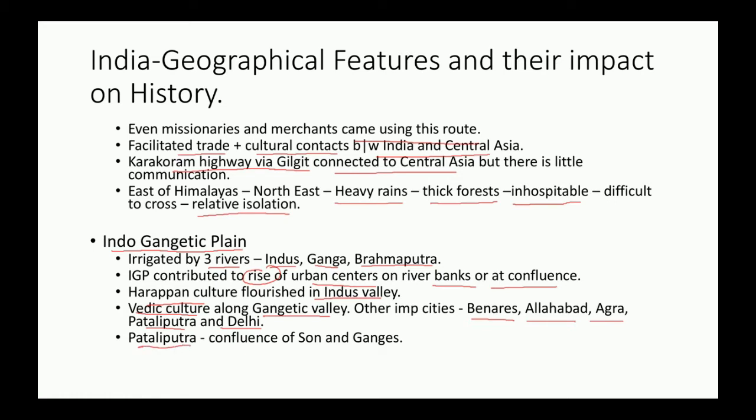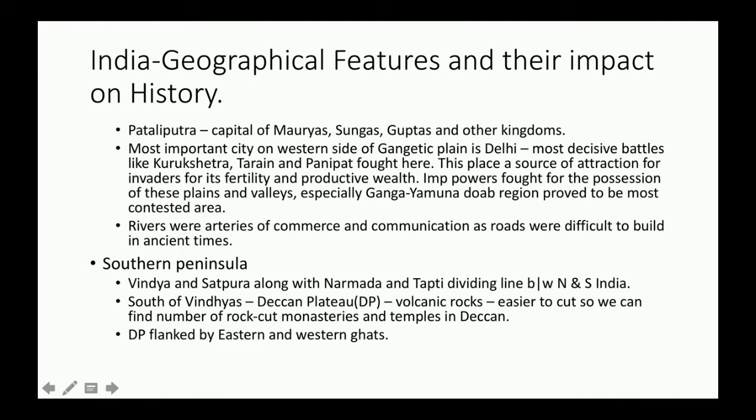Pataliputra, we all know, is a very famous city. It was the capital city of the Mauryas, Sungas, Guptas, and other major kingdoms. It is situated at the confluence of the River Son with the Ganges. Another most important city on the western side of the Gangetic plain is Delhi, and many decisive battles like Kurukshetra, the Battle of Tarain, and Panipat were fought here.